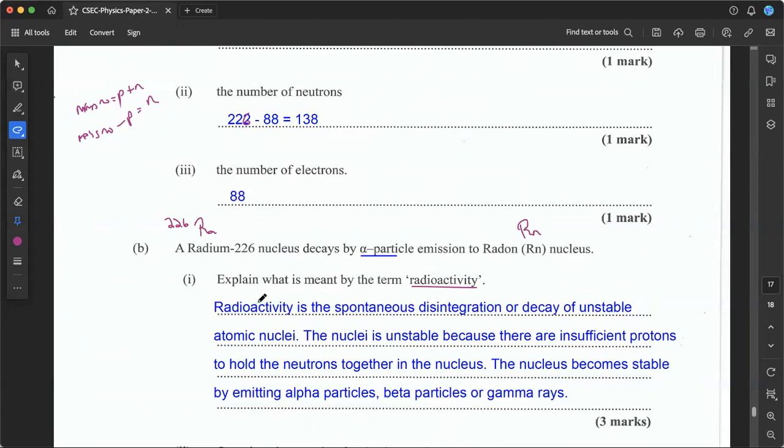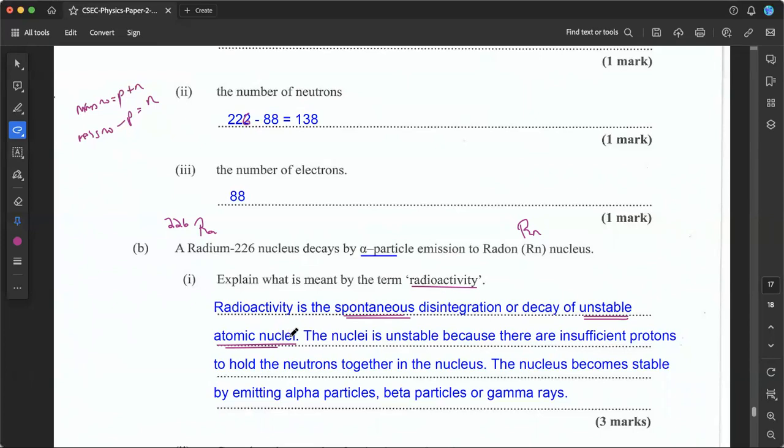The way I've explained it here is that radioactivity is the spontaneous, and this is key, it's a spontaneous event, so it's the spontaneous disintegration or decay of unstable atomic nuclei. These are key terms, right? Not every atom will undergo radioactivity or be radioactive. It's only the ones that have unstable atomic nuclei, and this is a spontaneous event. So those are two phrases that you want to make sure you include in your definition of radioactivity at all times, right? It's a spontaneous disintegration of unstable atomic nuclei.